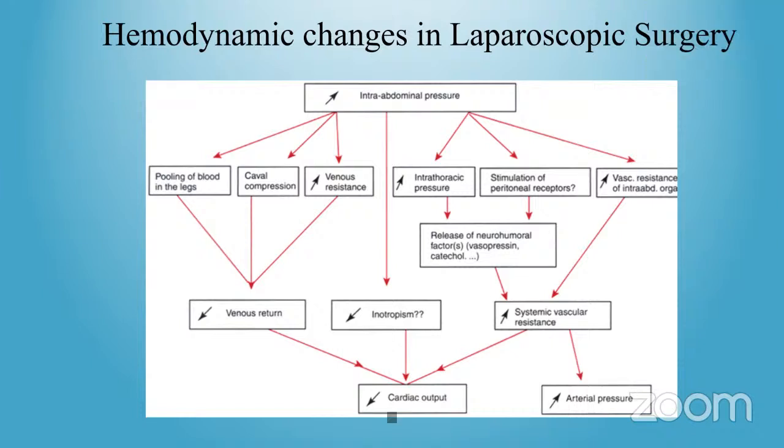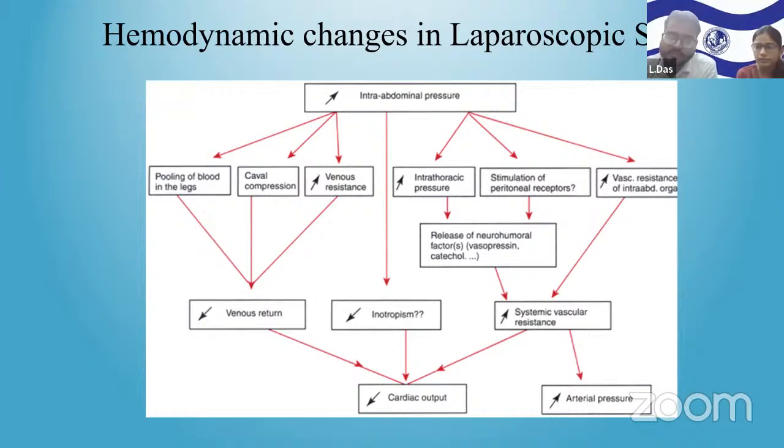Okay, it should be kept less than 15 anyhow, but ideally between 10 to 12 millimeters of mercury. But anyhow, less than 15 millimeters of mercury, and it should not be more, otherwise all cardiovascular changes and the respiratory changes start increasing because of this pneumoperitoneum, right?